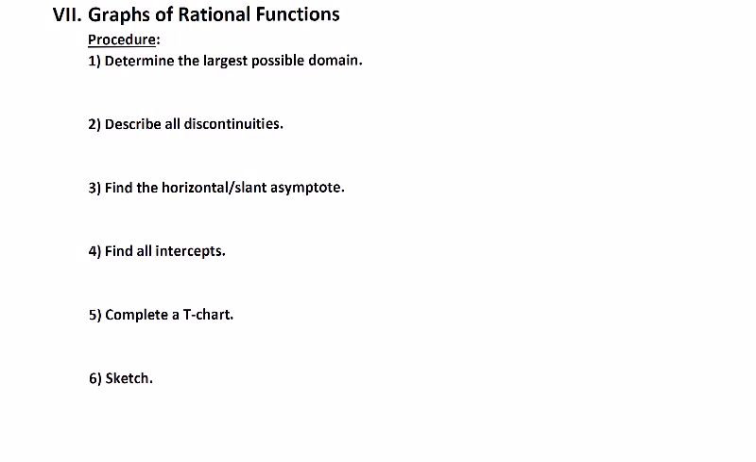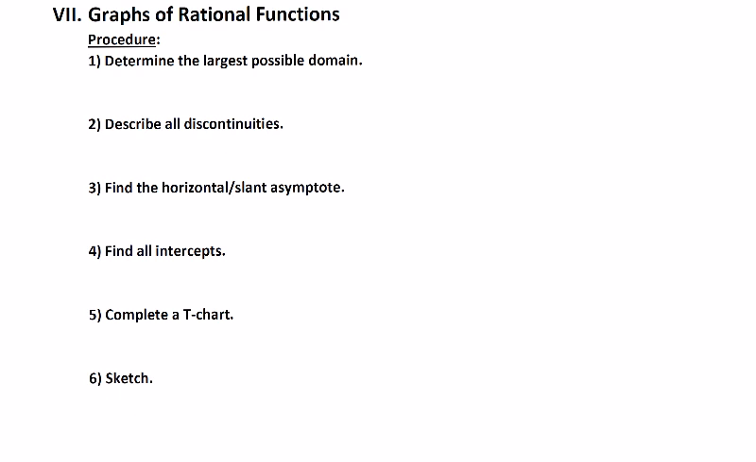In part 7 of section 16, we're going to be putting all the other parts together, and we're going to be looking at how to graph a rational function. So I have a procedure here for us that's going to walk us through all the steps that are necessary to come up with an accurate graph for a rational function.